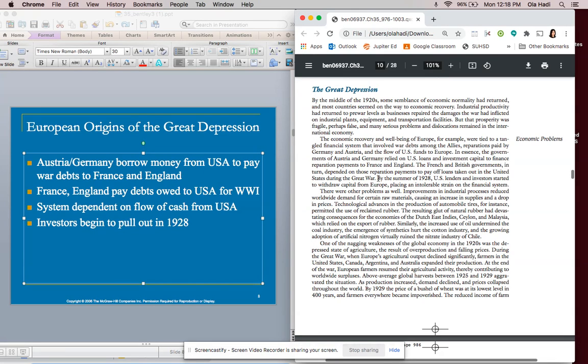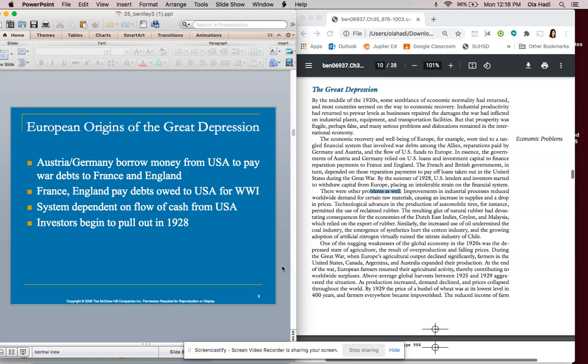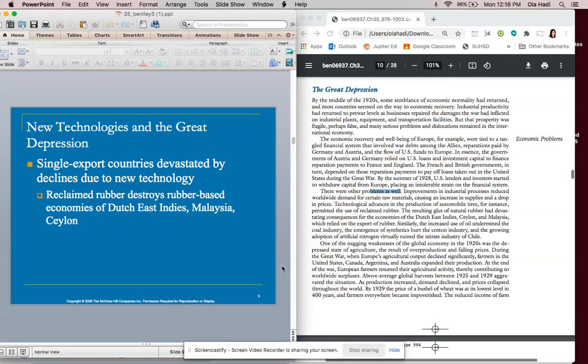So we're going to look at this as being part of the reason for why the Great Depression starts, but it's not the only reason. There were other issues that are going to lead to the Great Depression. But first, just understanding that if something happens in the United States, it could become a global problem.